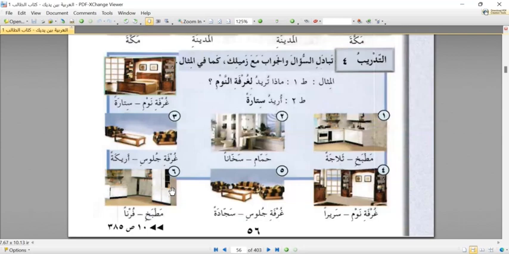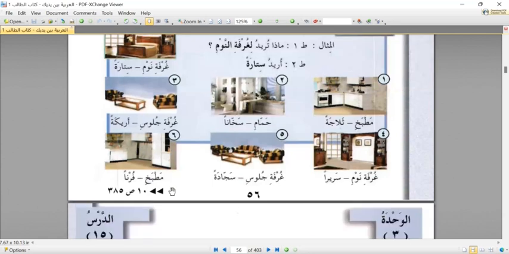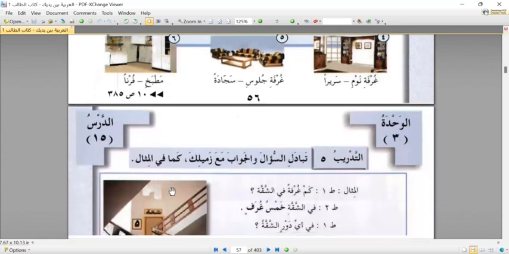You tell me the meaning. ماذا تريد للمطبخ؟ What do you want for the kitchen? أريد فرنا. I want an oven. أحسن. You can try this with your colleague, inshallah.